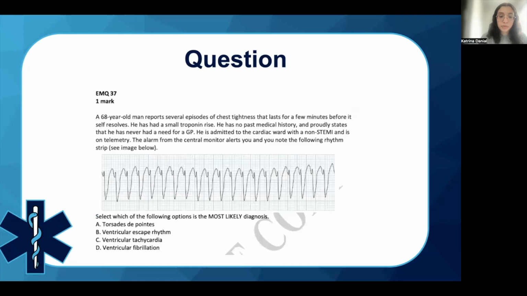The alarm from the central monitor alerts you, and you go and see the following strip on the rhythm strip. Select which of the following options is most likely. Have a think.